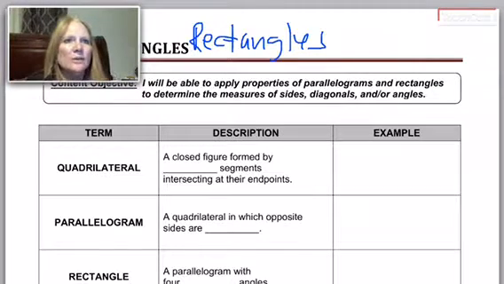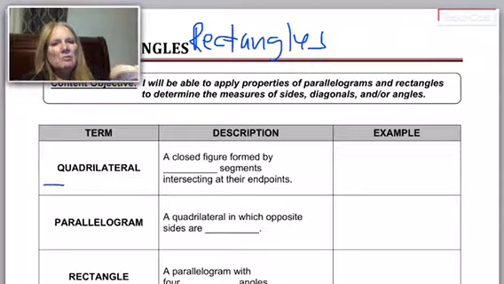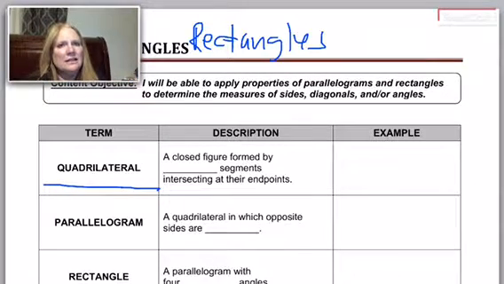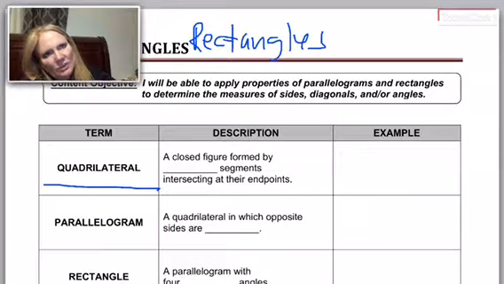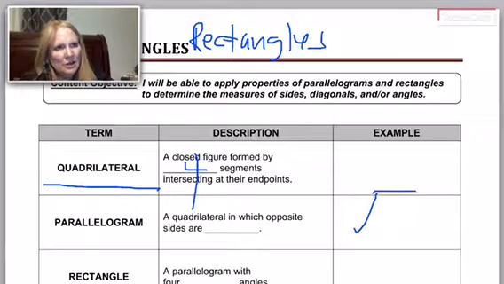This lesson is titled Rectangles, and we're going to apply properties of parallelograms and rectangles to determine measures of sides, diagonals, and other angles. So first, we're building on what we've been talking about, and that is quadrilaterals. That's a general term, which is a closed figure formed by four segments intersecting at their endpoints. And then next we talked about a parallelogram, which is a special quadrilateral in which opposite sides are parallel.